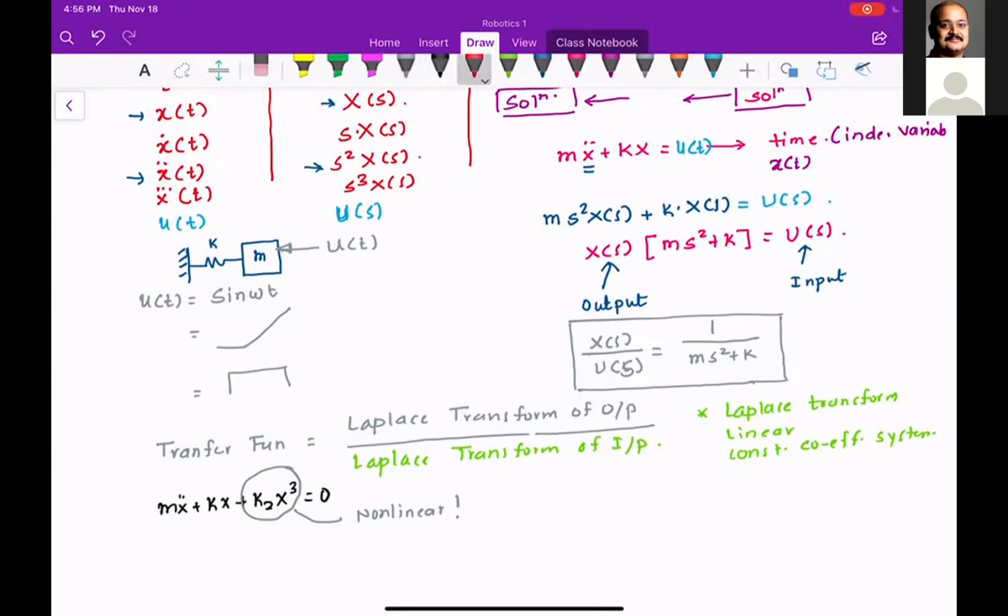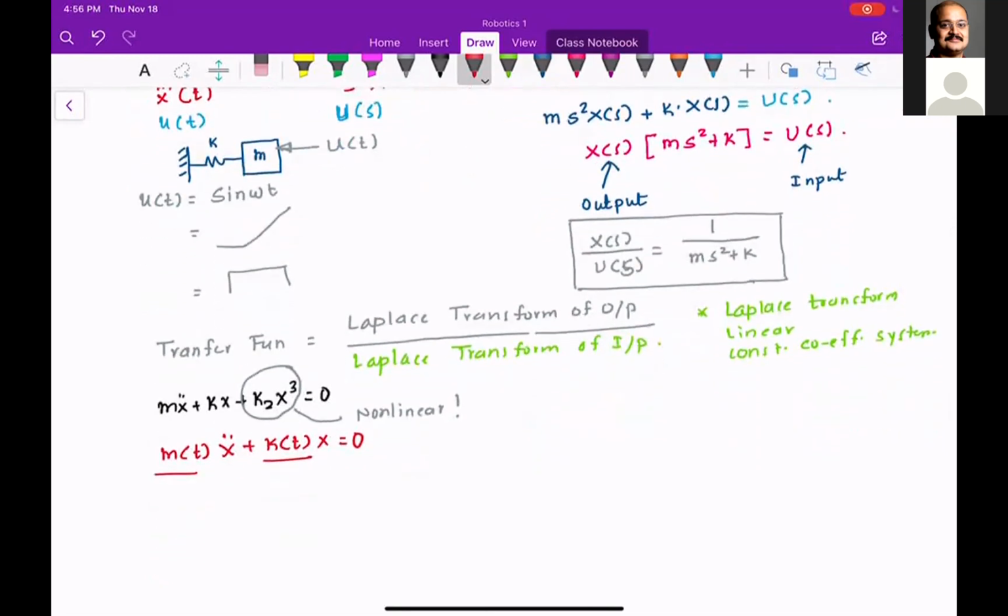Also, imagine a case where the mass is changing. Say, for example, you have a rocket and the fuel is being consumed. So the mass of the rocket is changing as time goes from 0 to say 10 seconds or 15 seconds. Laplace transform cannot be used when the mass or the stiffness or any other parameters are changing. So Laplace transform cannot be used if your equation is something like this. Please note here mass depends upon time, the stiffness depends upon time. So they are changing, and Laplace transform cannot be used.